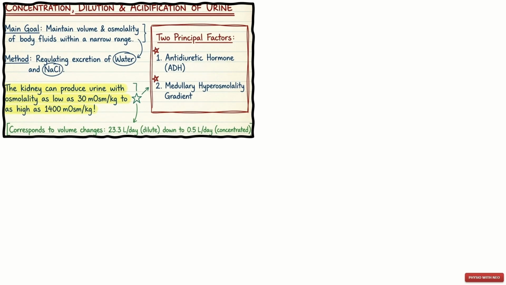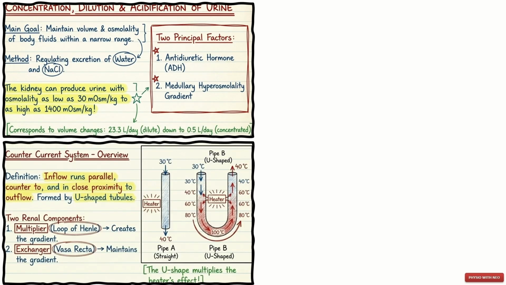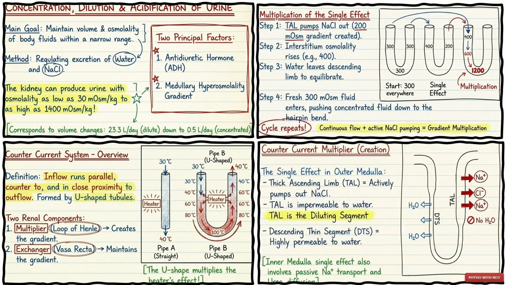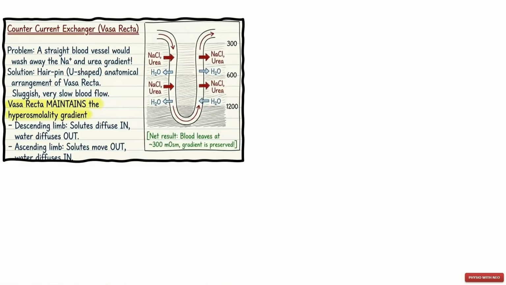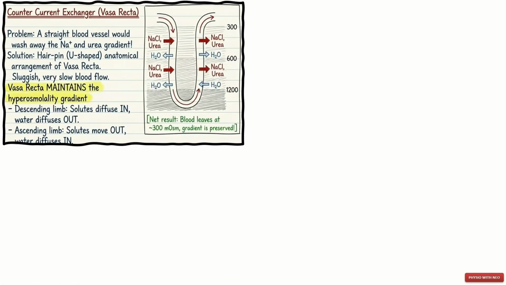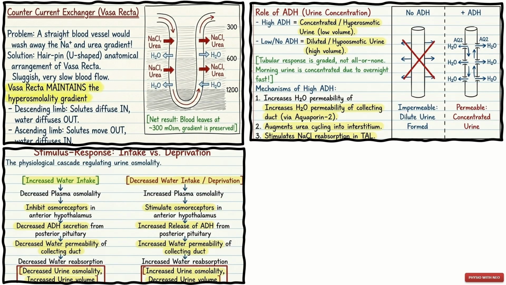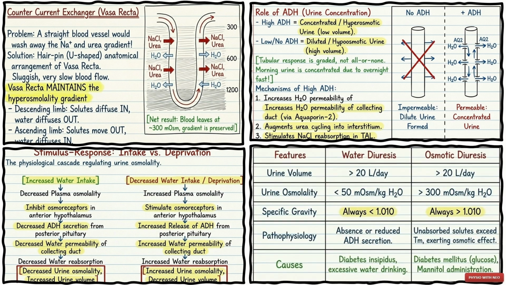First, this is the introduction of the answer, only 3 lines. Then the countercurrent overview, showing two components, multiplier and exchanger. Then multiplication of the single effect, and then countercurrent multiplier. The next slide shows the countercurrent exchanger with the help of Vasa recti, role of ADH in urine concentration, and physiological effect of increase or decrease in water intake. And lastly, the applied aspect in the form of a table showing water diuresis and osmotic diuresis. If you follow this video till the end, I will help you remember the entire answer very easily. So let's do it.